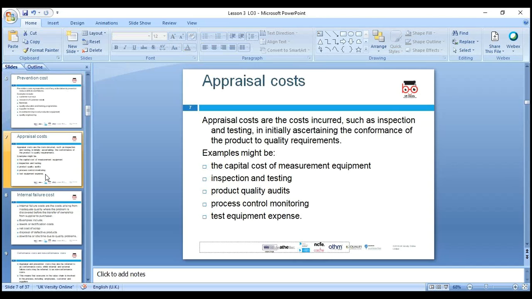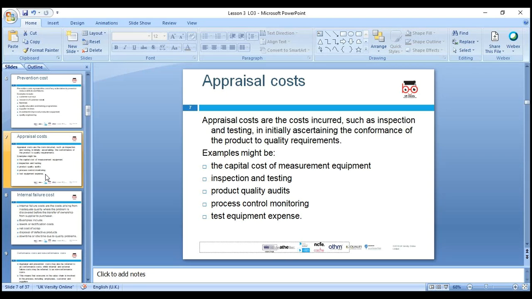Appraisal costs are the costs incurred for things such as inspection and testing. Examples might be the capital cost of measurement equipment, inspection and testing, product quality audits, process control, and monitoring and test equipment and expense. If we don't test the equipment, like if we have a loose socket in our organization, or plugs that are not properly wired, what will happen? It can cause a fire, and the fire can cause smoke. That's why testing is very, very important.